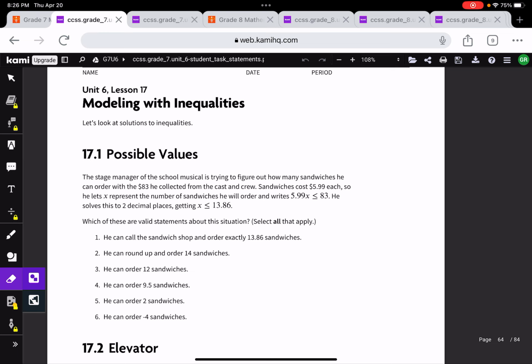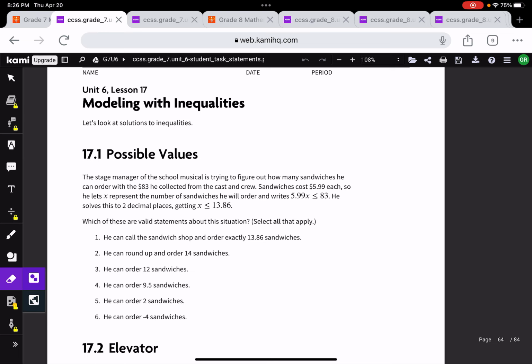He can round down and get 13 sandwiches. Maybe some places sell half sandwiches, but usually they're for more than half the cost. But in this case, 14 sandwiches is not possible. He can order 12 sandwiches. Well, yes, he can order anything less than 13.86, so 12 works. 9.5, like I said, works if they sell half sandwiches. In some places, you can get a 6-inch instead of a 12-inch or something like that.